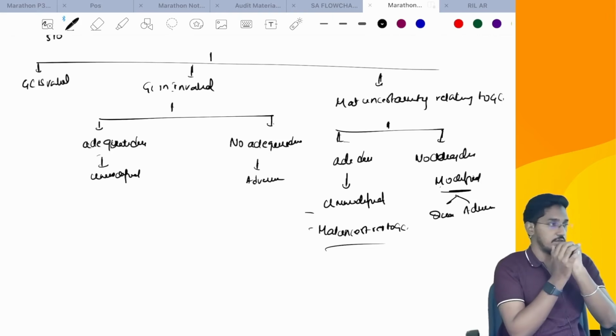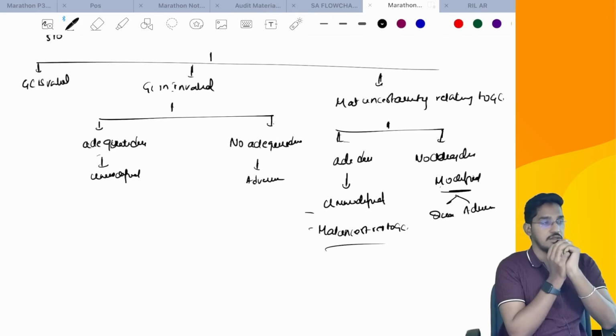Now one more doubt you should get. Sir, you told us that if the management tries to tamper with the going concern and all, it will always be material and pervasive. Directly, you should have told qualified. Directly, you should have given adverse. No, sir. Why are you once again bringing qualified here?